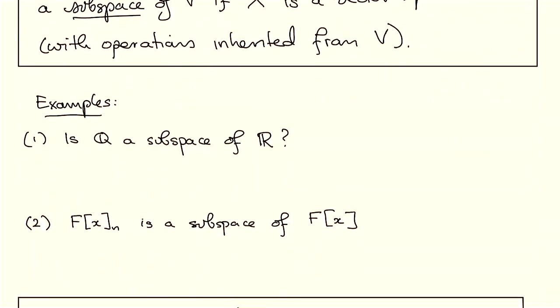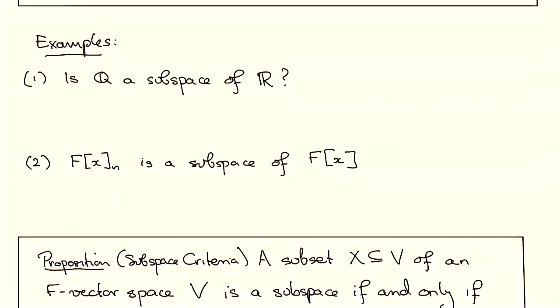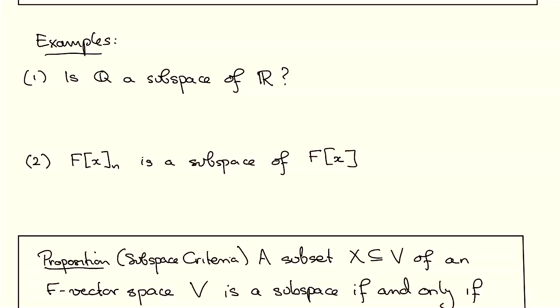Some examples. So is Q a subspace of R? Here it's not really a well-defined question, because often when the field is implicit, when it's clear what the field is, we don't write it, we just say vector space. But really, in this one, I have to worry about how I'm considering R. Am I considering R as an R vector space, which it is, a one-dimensional R vector space, in which case certainly Q is not a subspace, because it's not closed under scalar multiplication by real numbers.